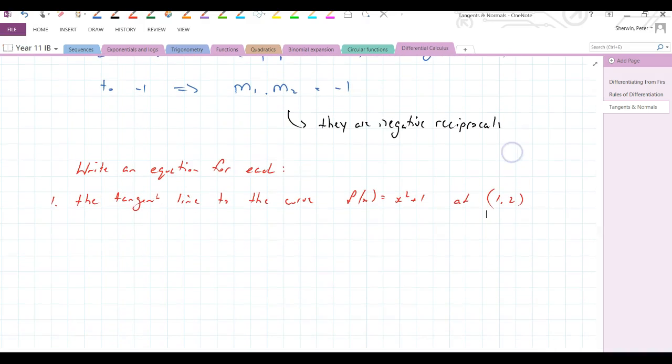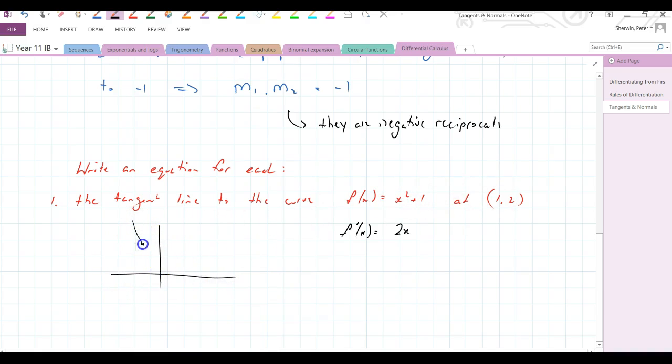Okay, so we had a look at something like this in class today, didn't we? The tangent line of the curve. Well, I need to find the derivative, and this is 2x. The derivative is 2x. So that means at this point 1, 2. So this is x squared plus 1.